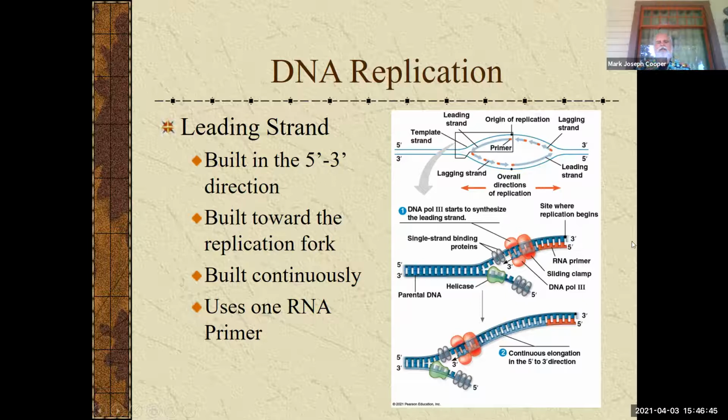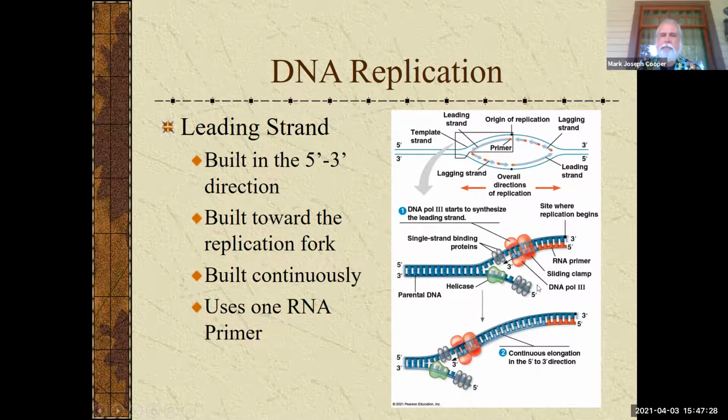Okay, and so here's what I need you to know. The leading strand is always built in the 5' to 3' direction. Okay, so we're adding nucleotides on the 3' end. It's always being built toward the replication fork. Okay, so as this thing unzips, it just puts in one nucleotide at a time, the complementary nucleotide. It's built continuously, which means one after another. There is no breaks. And then it uses one RNA primer to start it. Okay, so you have this continuous elongation, 5' to 3' toward the fork.